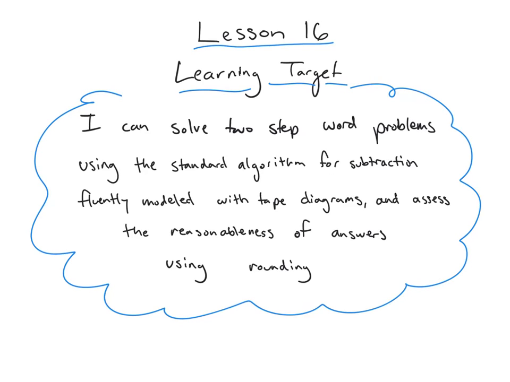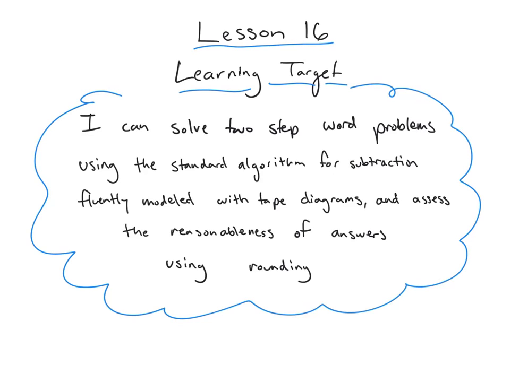This is a video lesson for Module 1, Lesson 16. The Lesson 16 learning target is I can solve two-step word problems using the standard algorithm for subtraction, fluently modeled with tape diagrams, and assess the reasonableness of answers using rounding.